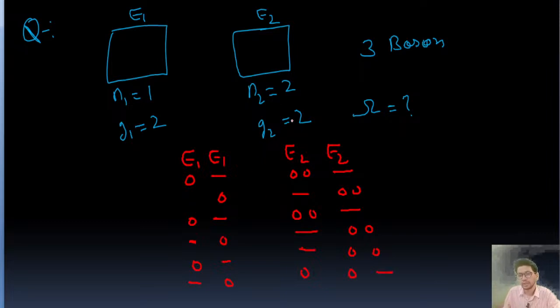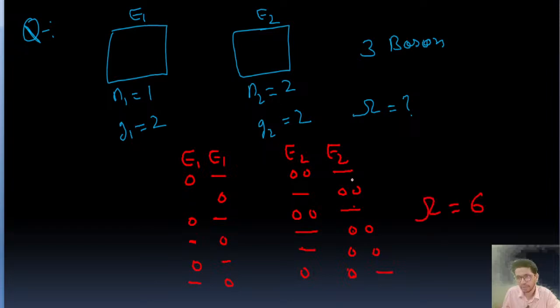Because in this level the maximum number of particles should be 2. So these are degeneracy, right? One is here, two particles. So these are 1, 2, 3, 4, 5, 6. So the value of omega is 6.